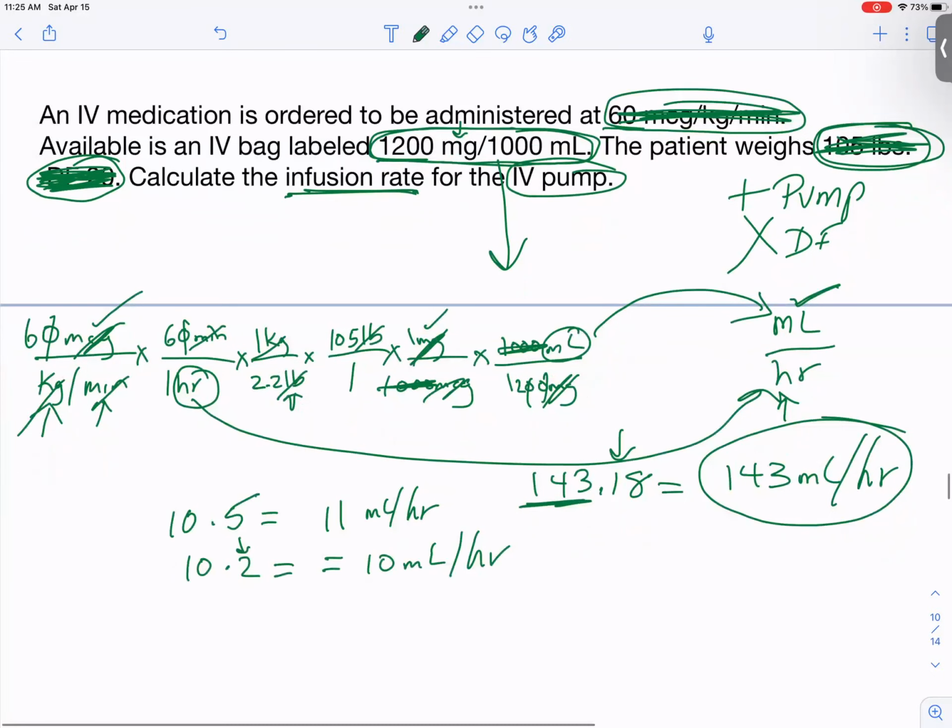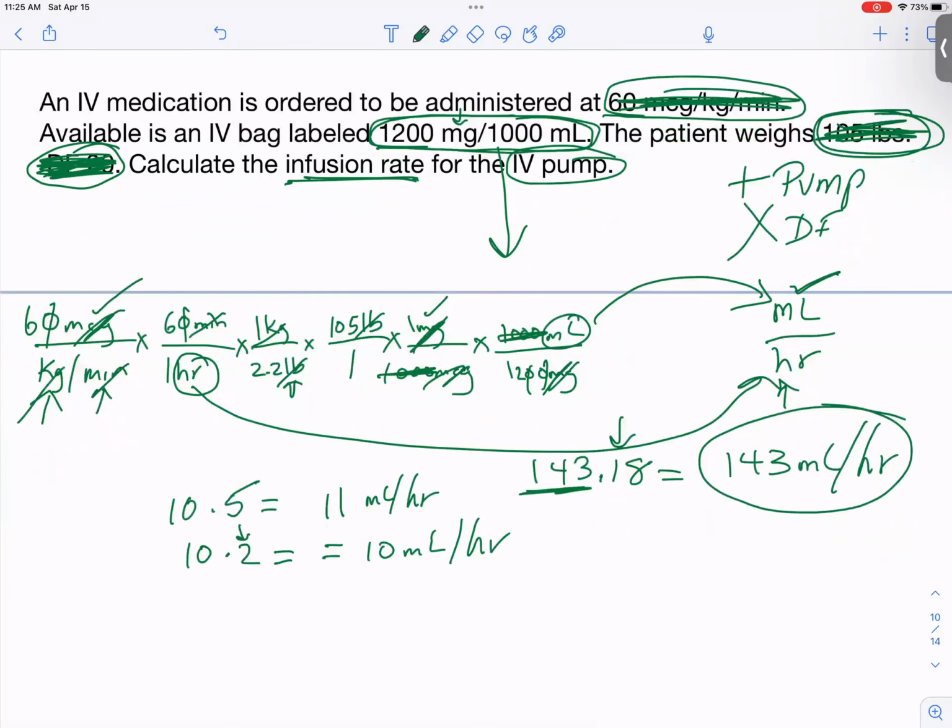What if we were solving for a pump and the answer was 9.86? We would set the pump at 9.9 milliliters an hour, because between 1 and 10, we round to the tenths, 5 and up, we round up. Does that help, Rosa? Okay, if it does, I'm glad.